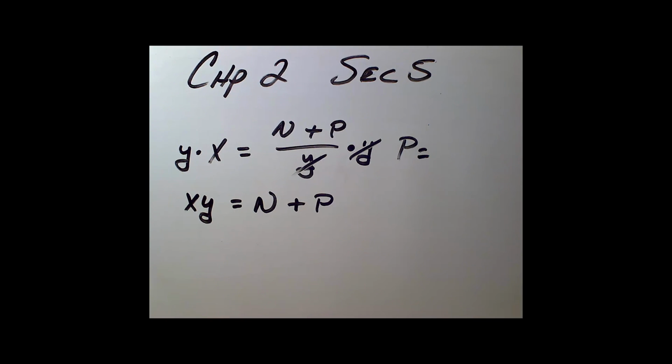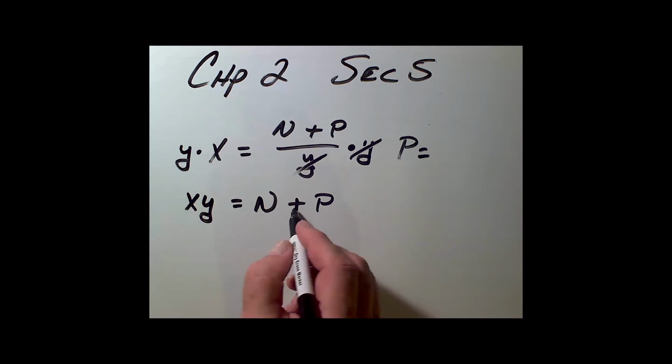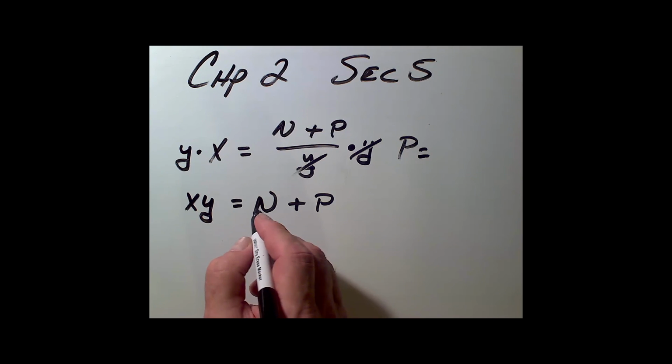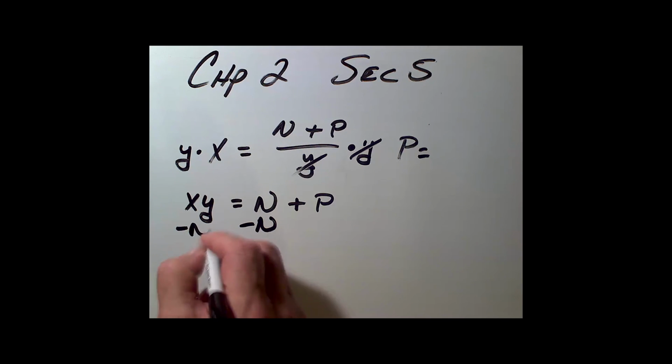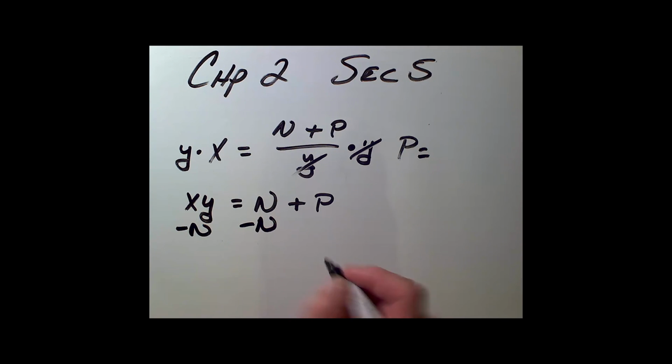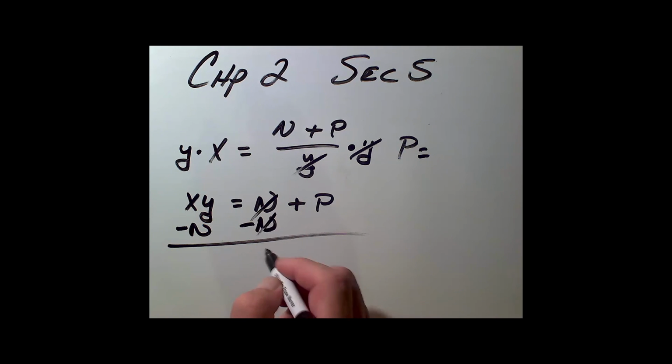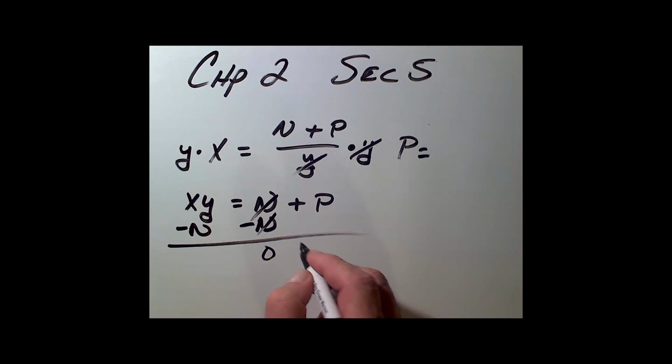Now, does that look a little bit easier to getting p by itself? It should. All we have to do now is pull this n over to the other side of the equation. Well, that means we're adding n here, so we need to subtract n from both sides of the equation. And what does it come out looking like? Well, our n's cancel out. This becomes 0. We're left with p over here.